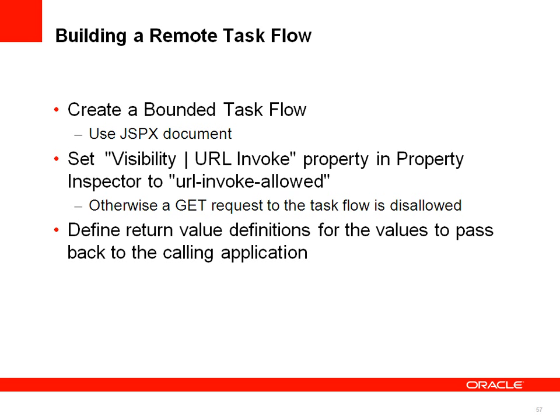The URL invoke property of the bounded task flow must be set to URL invoke allowed, because even if you call this from a task flow call activity, it's a remote call, so it's issuing a GET request to the remote server.